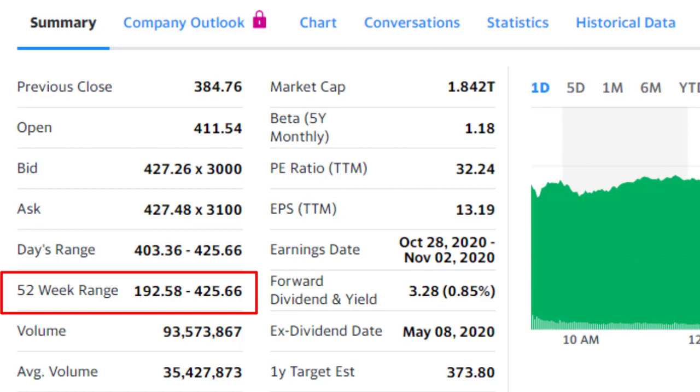Many investors use this information to avoid buying at the top price range of a stock, and they wait for a pullback to enter into the trade.